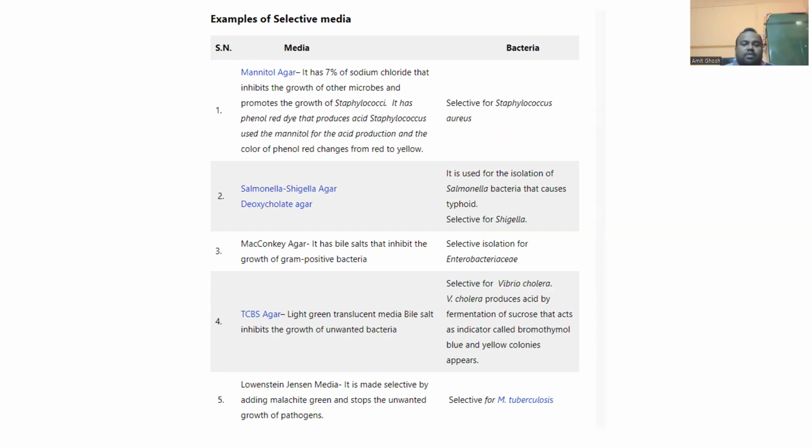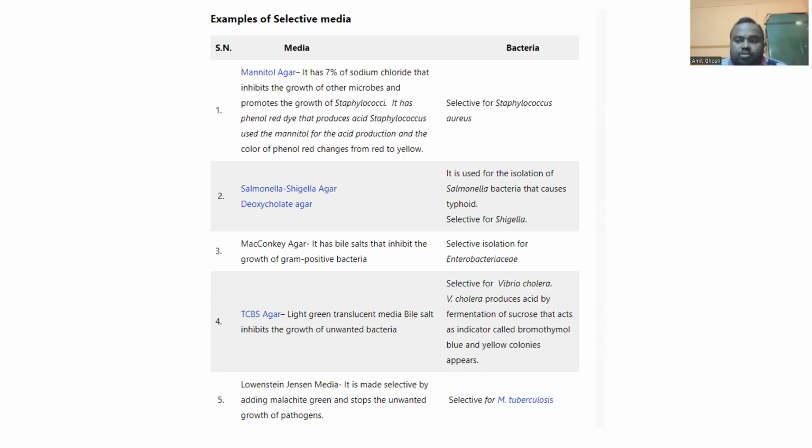Examples are mannitol salt agar, Salmonella Shigella agar, and TCBS agar, and which bacteria can grow on them. Mannitol salt agar has 7% sodium chloride. Look at that, 7%, a large amount of salt. It inhibits the growth of other microbes and promotes the growth of staphylococci. It has phenol red dye, and Staphylococcus uses the mannitol for acid production, and the color of the phenol red changes from red to yellow. There is one pH indicator and another is salt, and this is selective for Staphylococcus aureus.